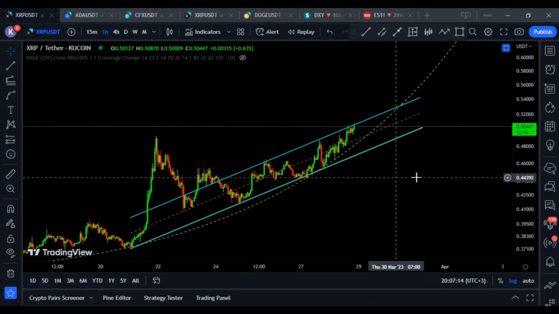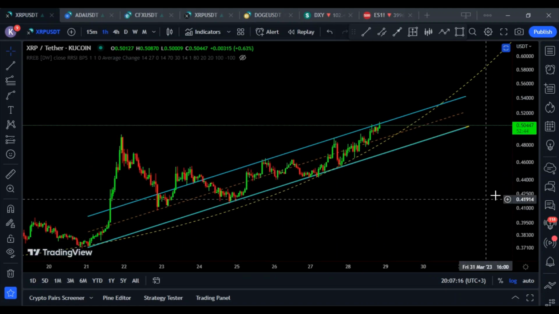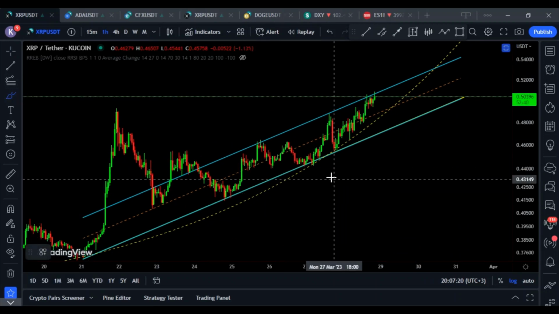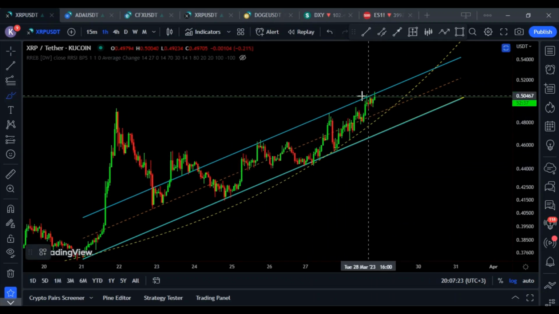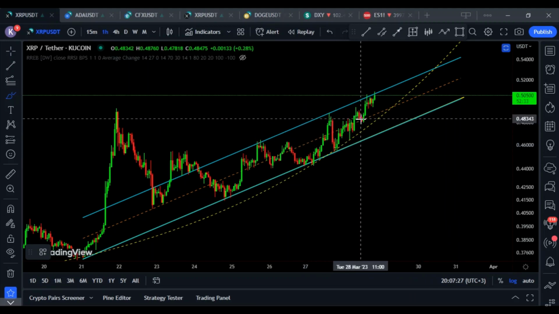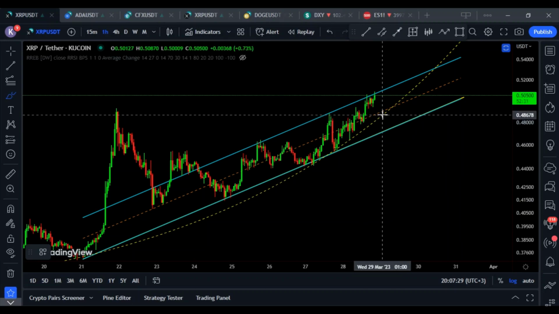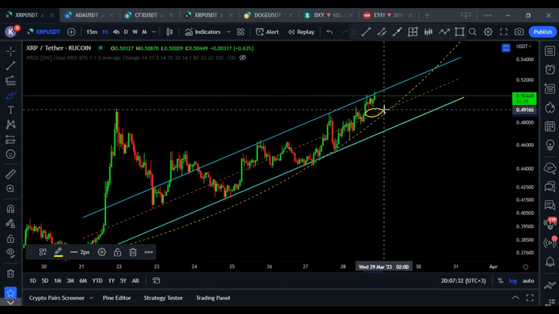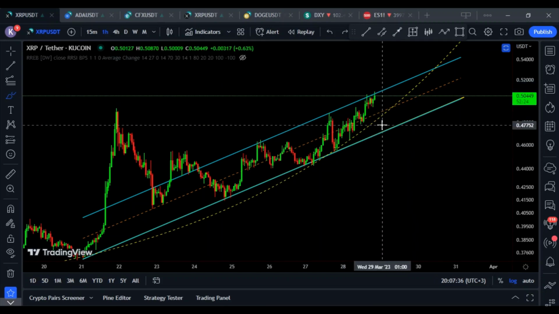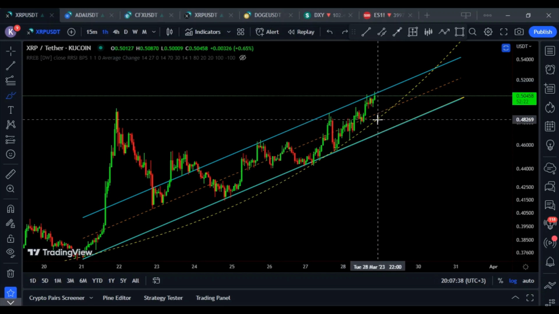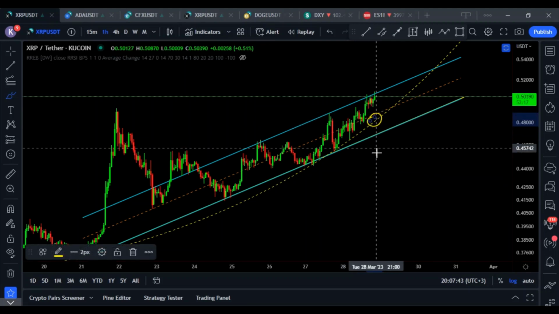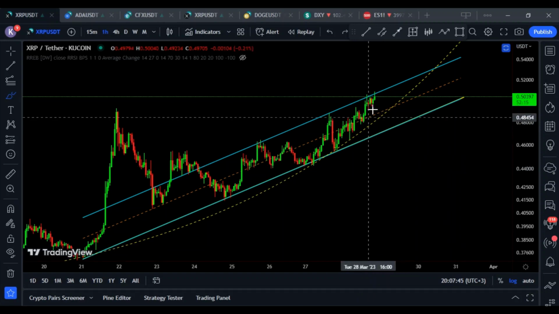So I can easily move, zoom in and check the following. As of now, the first support, if we go down, is the middle of this parallel channel. So the middle is a support that I'm taking from a parallel channel. The second support I have now is this parabolic curve to the upside.